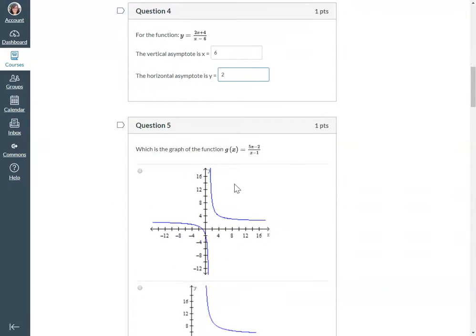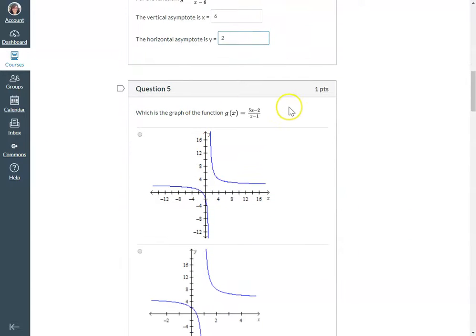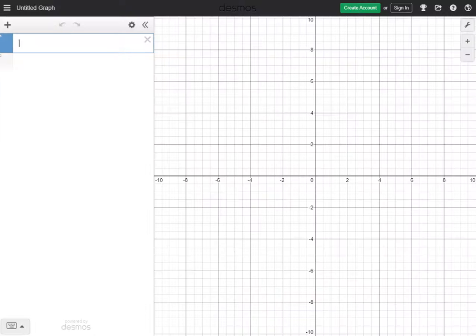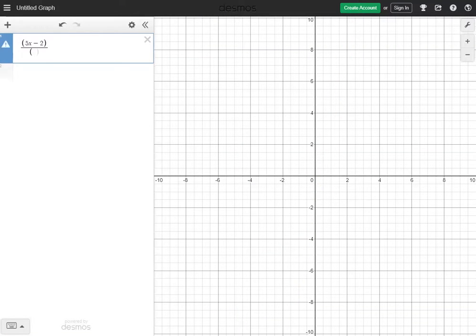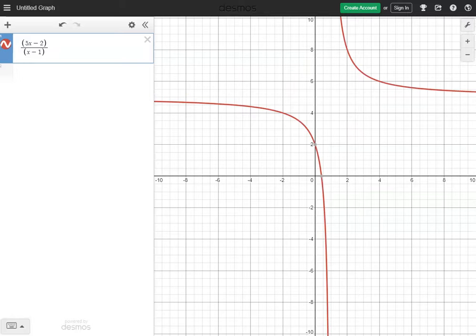Okay. Number 5 wants me to find the graph of the function 5x minus 2 over x minus 1. So let me write this down on a piece of paper before I go switch screens. So I am going to go to Desmos to graph this one. To type it into Desmos, I want to put my numerator in parentheses and then my denominator in parentheses. Okay. So this is what the graph looks like.